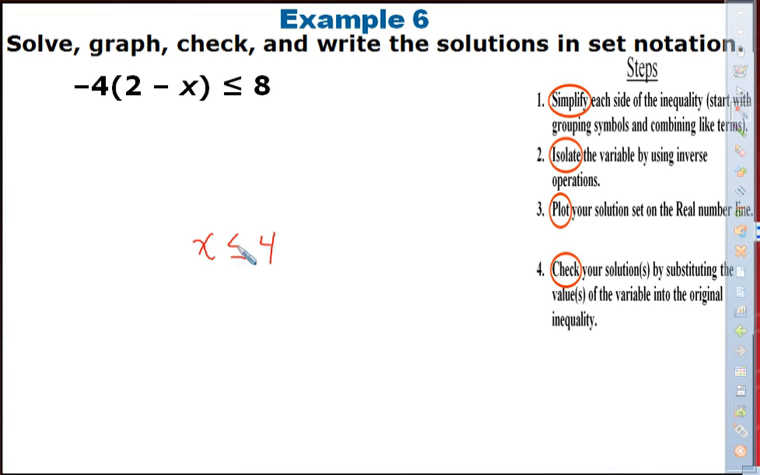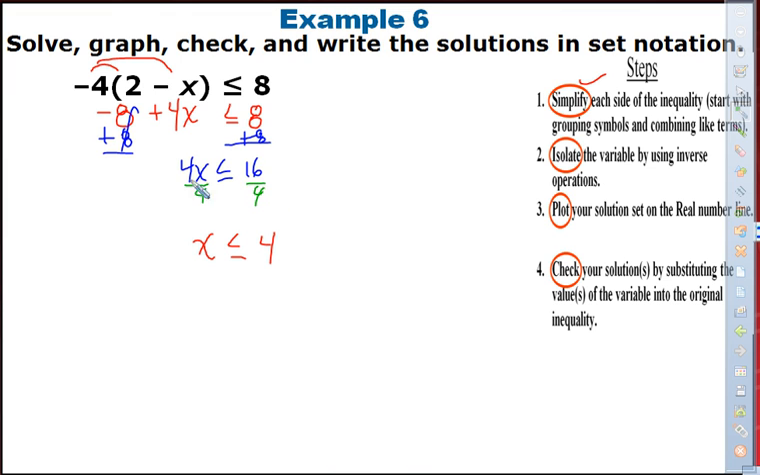Okay. x less than or equal to 4. Let's check. First of all, we have a negative 4, and the first step is to simplify by grouping symbols. We need to distribute here. This becomes negative 8 plus 4x less than or equal to 8. Hands up if you got that so far. Next, we need to get rid of this negative 8, so we add 8 to each side. We're left with 4x less than or equal to 16. The last step, divide by 4. x is less than or equal to 4.